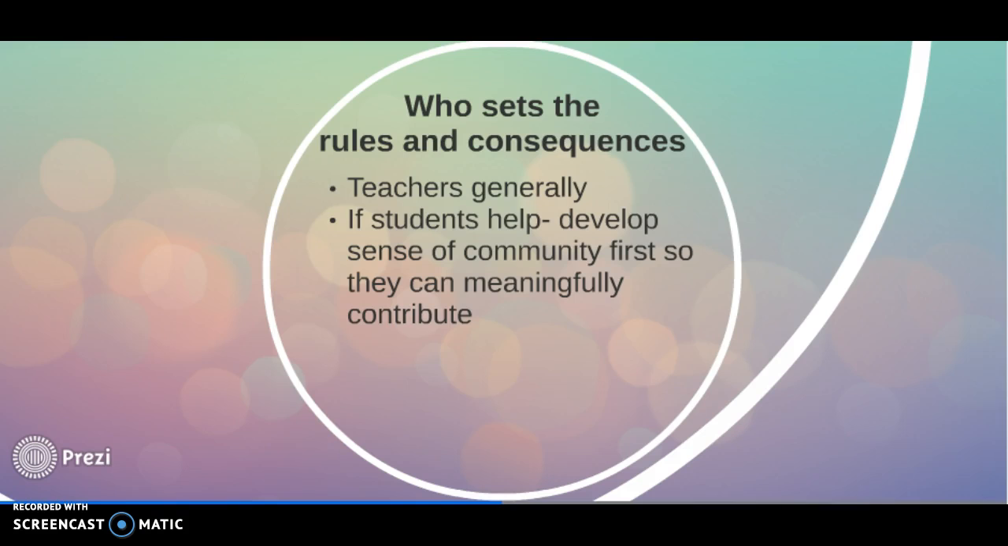I guess just depending on how the teacher wants to manage their classroom would decide whether or not they want to have the students help determine the rules or if they would just do it on their own. Although if students do help determine the class rules, the teacher should make sure there's a sense of community within the classroom so the students can meaningfully contribute.